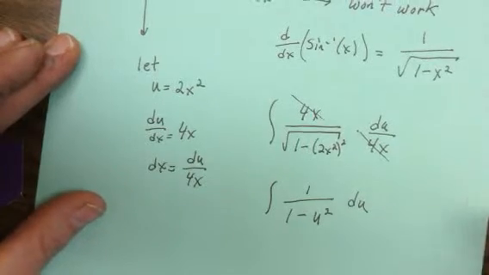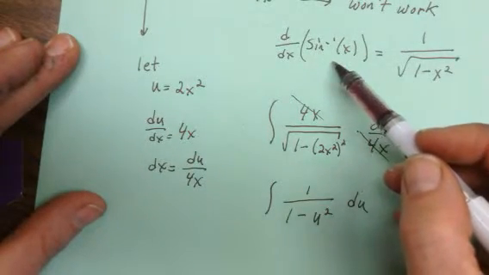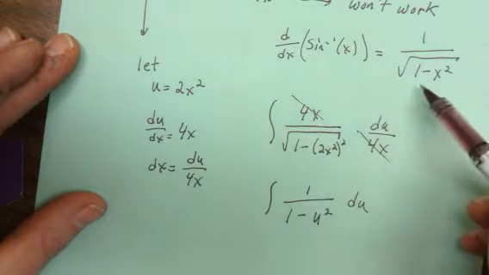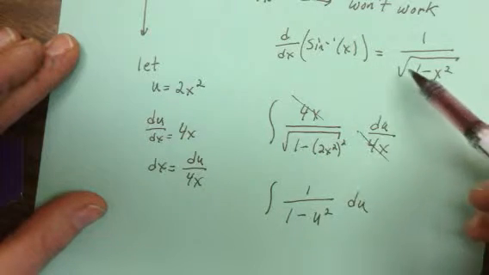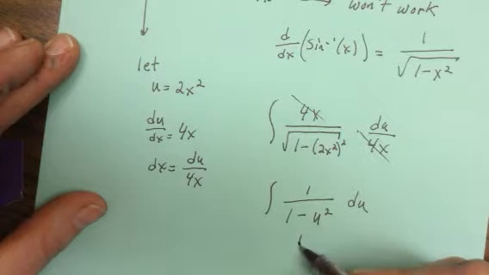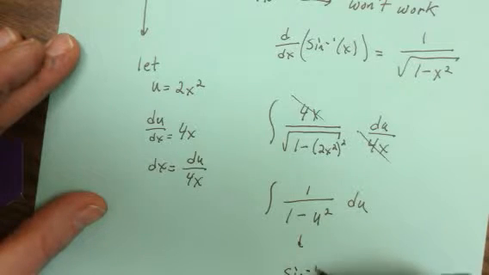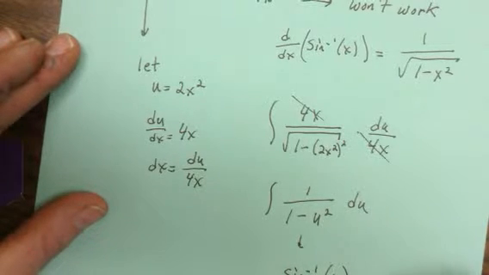Hey, check that out. If the derivative of the arcsine, or the derivative of the inverse sine, is this, then the antiderivative of this is the inverse sine. So this is the inverse sine of u plus the constant of integration.